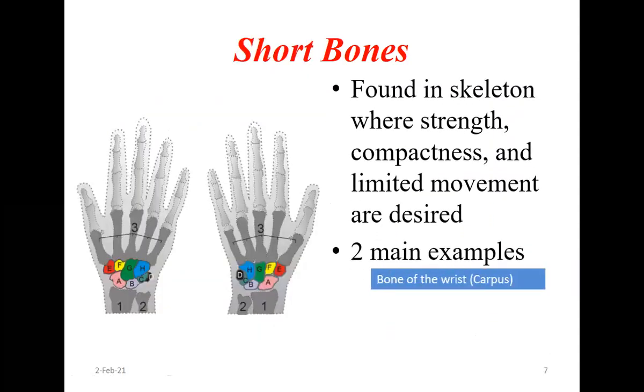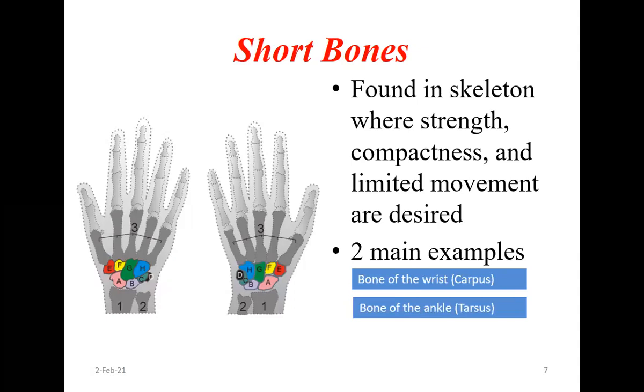Now coming to the short bones. What are the examples of the short bone? The best example for the short bones are within the hand here. So these are called as the carpal bones, found in the skeleton where strength, compactness, and limited movements are desired. These are the sites where they will be present, these short bones.